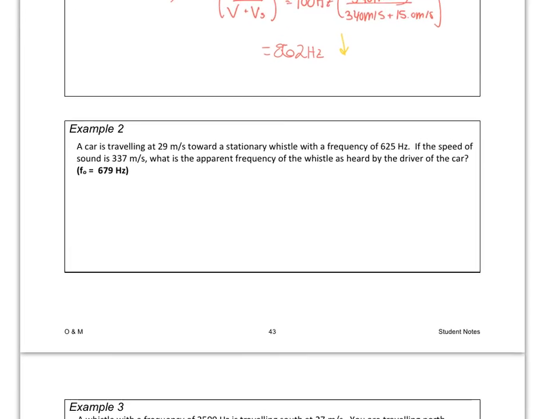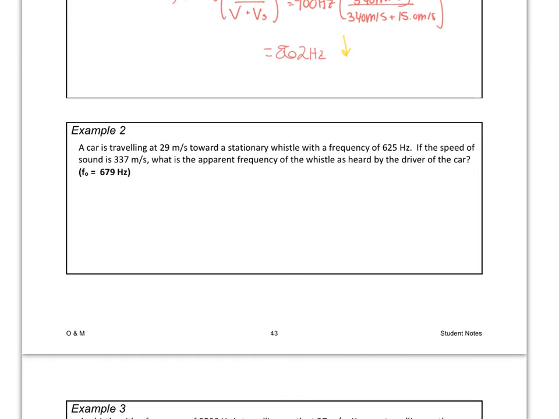A car is traveling at 29 meters per second towards a stationary whistle with a frequency of 625 hertz. So the stationary whistle is the source. The frequency of the source is 625 hertz. The car is the observer, and so it is traveling at 29 meters per second. The speed of sound is 337 meters per second. We are looking for the frequency as heard by the observer, the car.